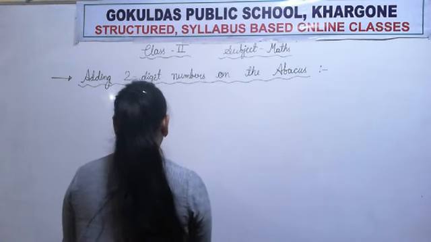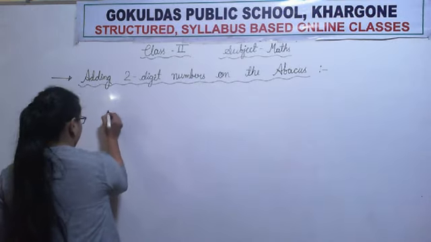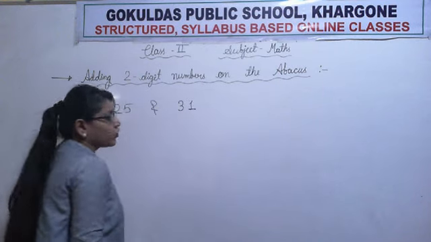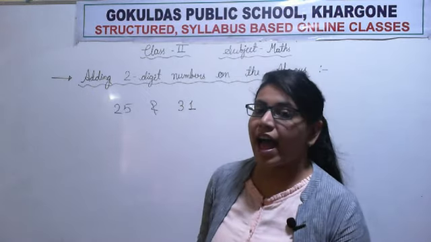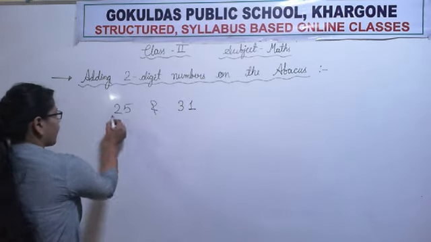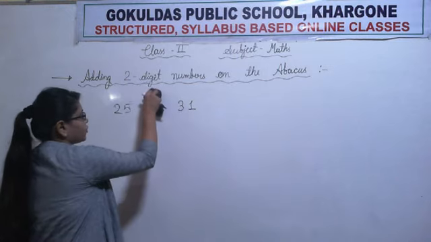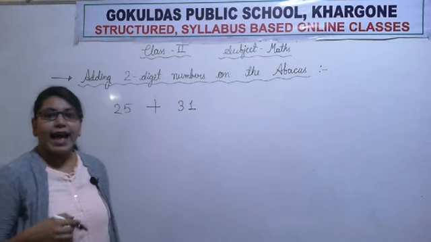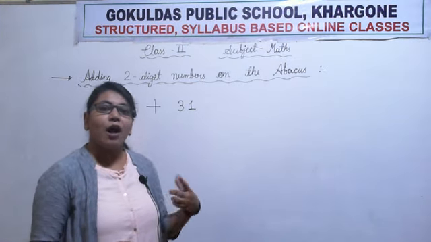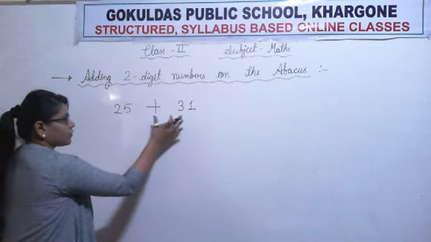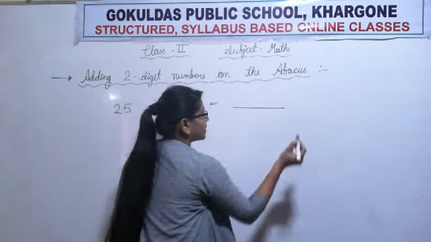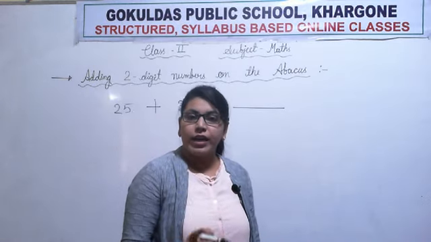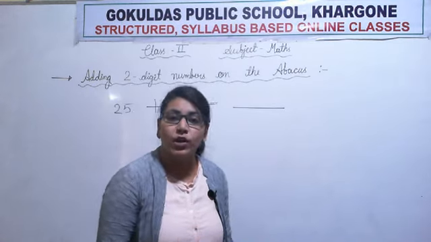Suppose 2 numbers are given, 25 and 31, and we have to add them. So let's see how to do addition on an abacus. First of all, we will draw abacuses for these numbers and for the answer. Ma'am is doing it by running hand, but you will make the abacus using a ruler or scale.